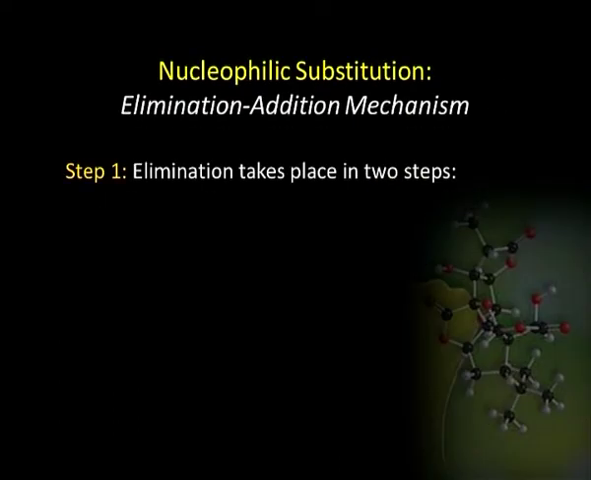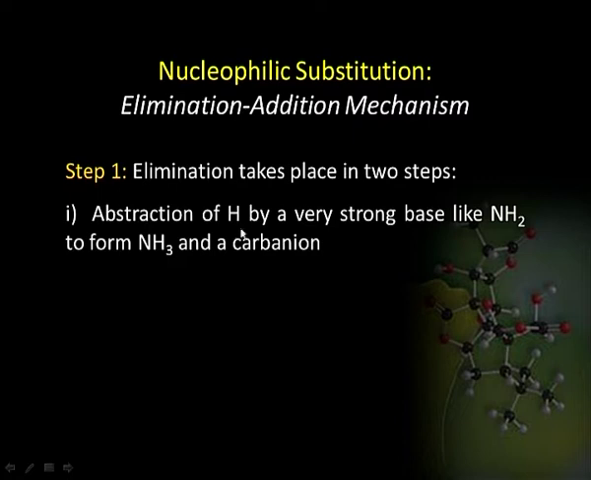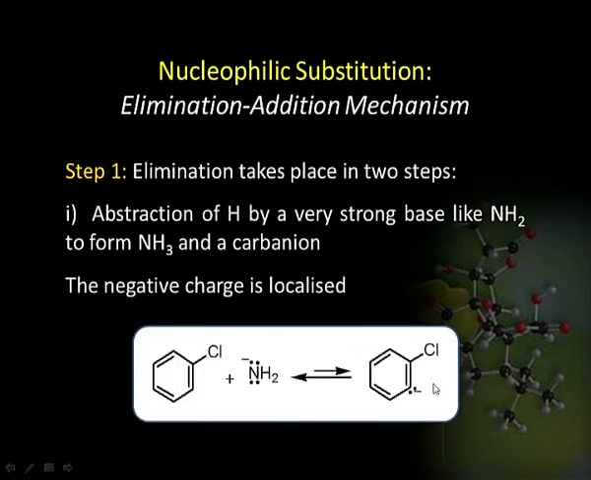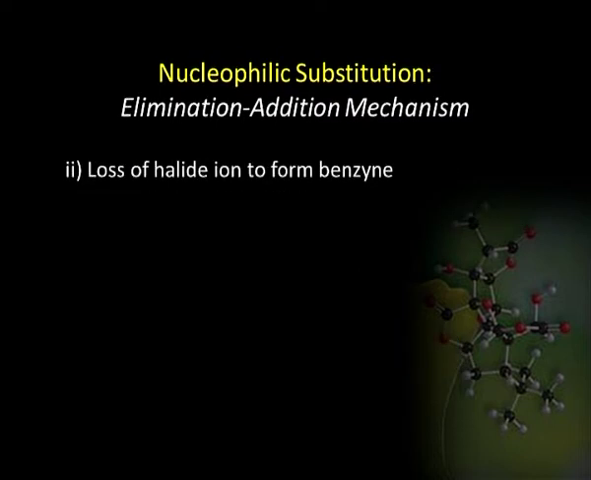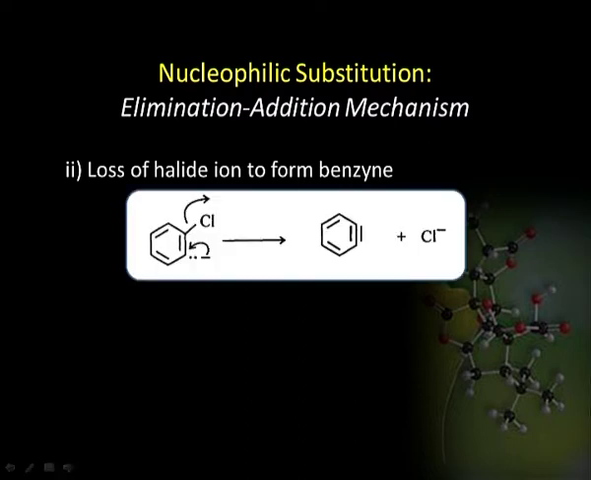So, look into the elimination addition mechanism in detail. The first step involves elimination, which again takes place in two steps. In the first step, first the abstraction of hydrogen by a very strong base like NH2⁻ to form ammonia and a carbanion takes place, and the negative charge which is obtained at this stage is localized. It is not moving over the ring. At the second stage of the first step, loss of halide anion is there and formation of the benzyne molecule.